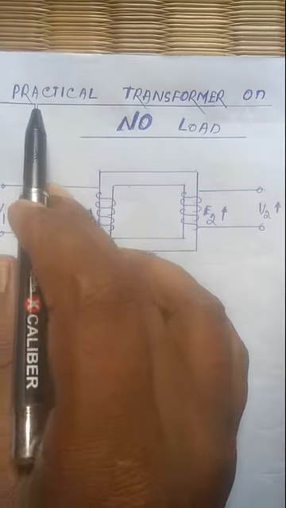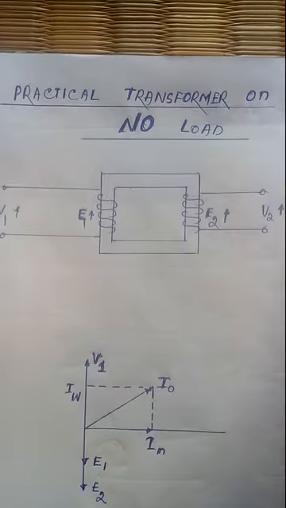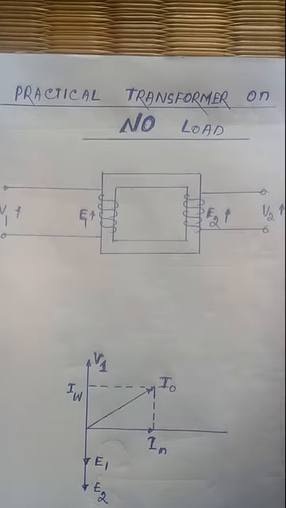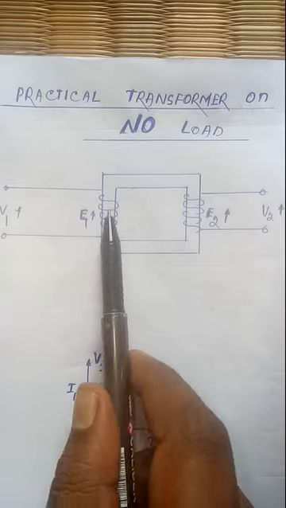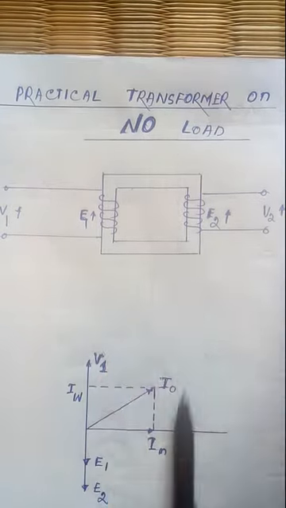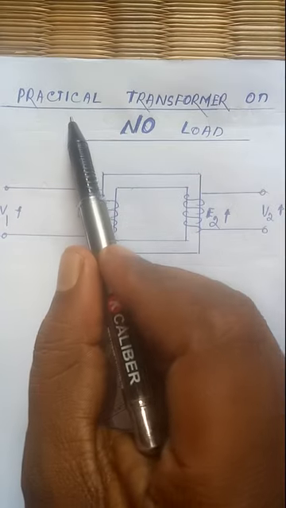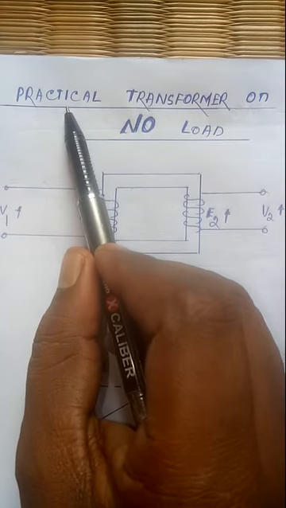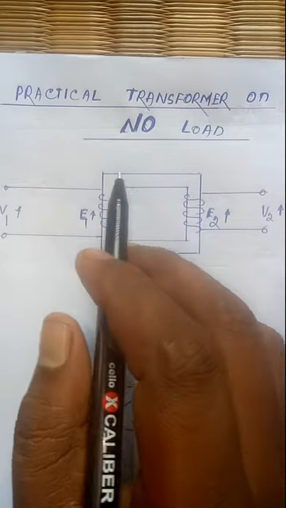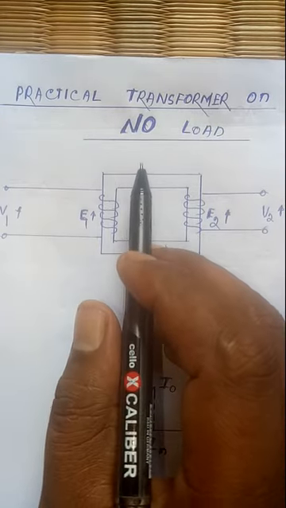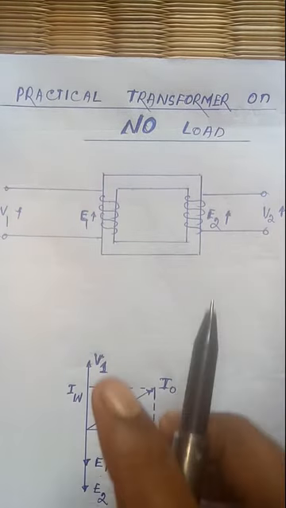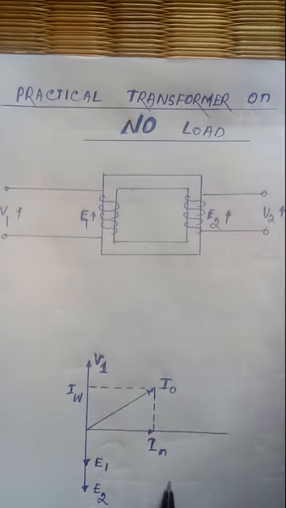Now here we'll discuss the behavior of the practical transformer on no load condition. This is the same case, this is the core over which the windings are wound. Because this is a practical transformer, there is a difference between an ideal transformer and a practical transformer. In an ideal transformer, there are no winding losses, no leakage flux, and no iron losses. In a practical transformer, all these things are present. There are iron losses, and there must be some winding resistance.